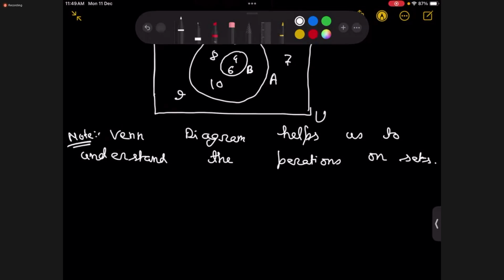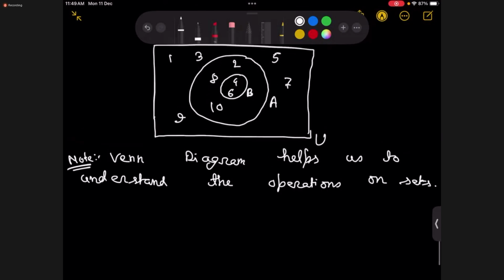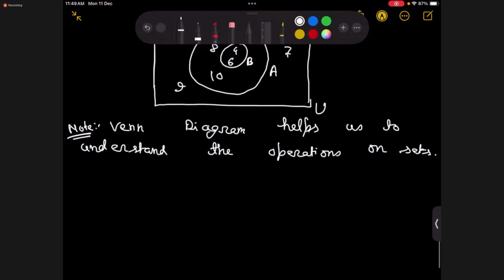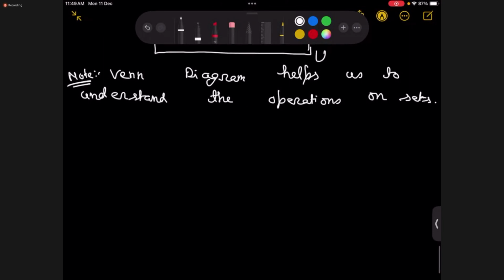The Venn diagram helps us to understand the operations on sets. So we will see, for example, after some time or next day. It usually helps with the operations of sets. To understand those things properly, we will use these things. So before that, let us define some operations on sets.